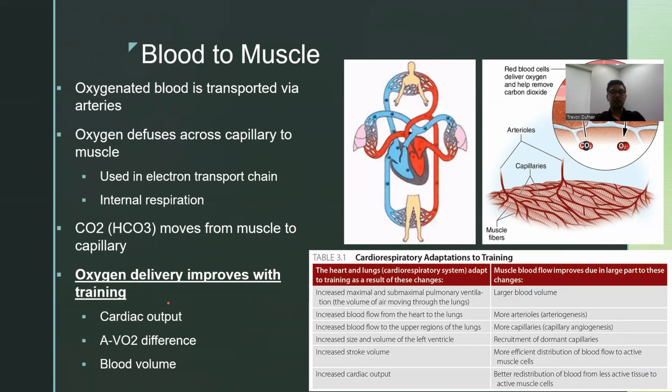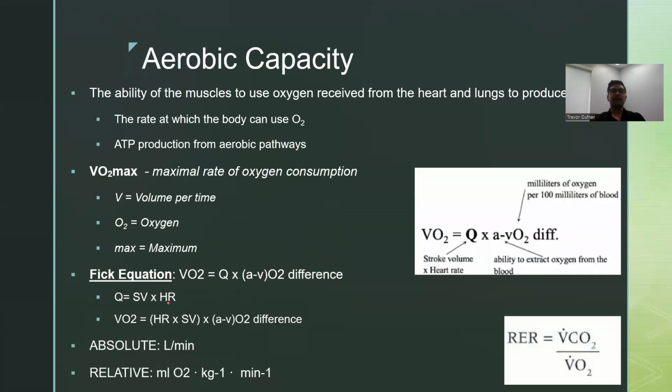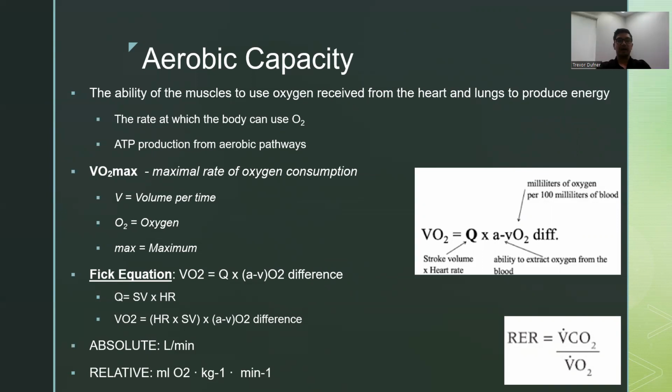And then oxygen delivery improves with training: cardiac output, AVO2 difference, and blood volume, which we'll all talk about in this lecture. So aerobic capacity is the ability of the muscles to use oxygen received from the heart and lungs to produce ATP, to produce energy, the rate at which the body can use oxygen, and ATP production from aerobic pathways.